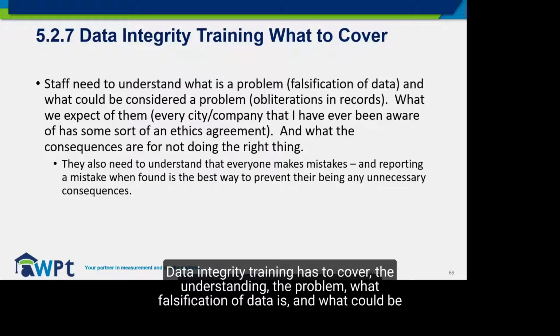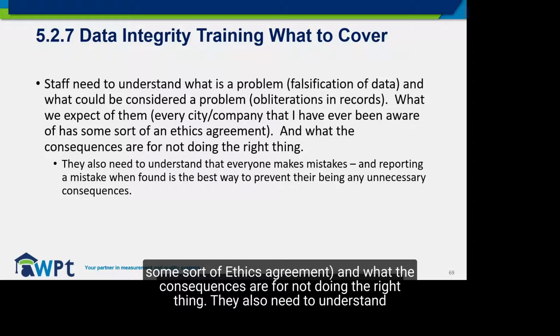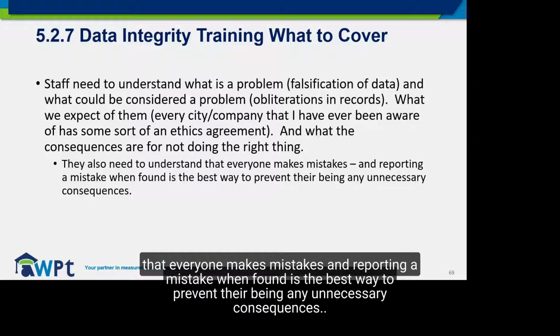Data integrity training has to cover the understanding of what falsification of data is, and what could be considered a problem, such as obliterations in records, and what we expect of them. Every city and company that I've ever been aware of has some sort of ethics agreement, and what the consequences are for not doing the right thing. They also need to understand that everyone makes mistakes, and reporting a mistake when found is the best way to prevent there being any unnecessary consequences.